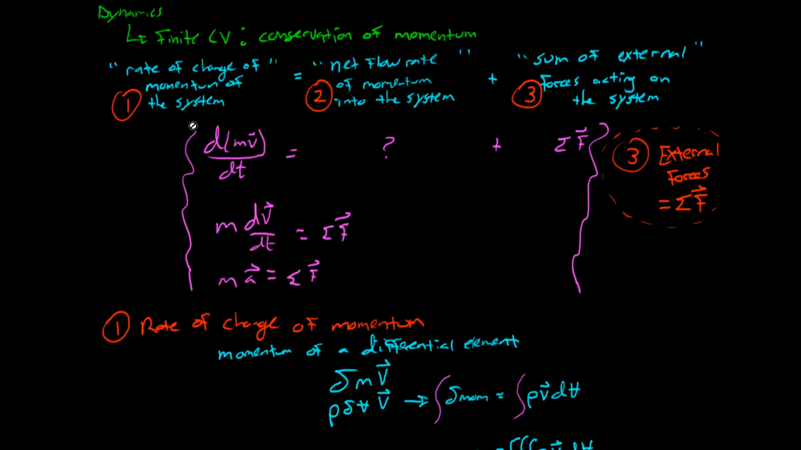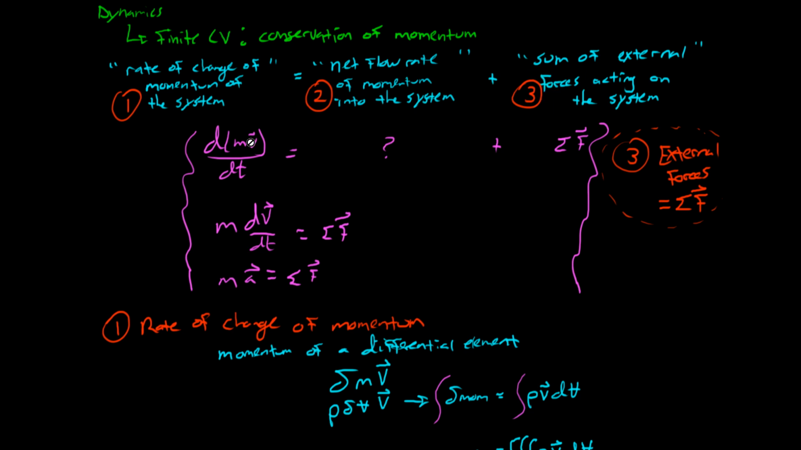that the rate of change of momentum of the system is equal to the net flow rate of momentum into the system. Net flow rate there means momentum in minus momentum out, plus the sum of external forces acting on the system. So again, this is the rate of change of the conserved quantity is equal to the interactions that change it. So part of this you're familiar with before, right?